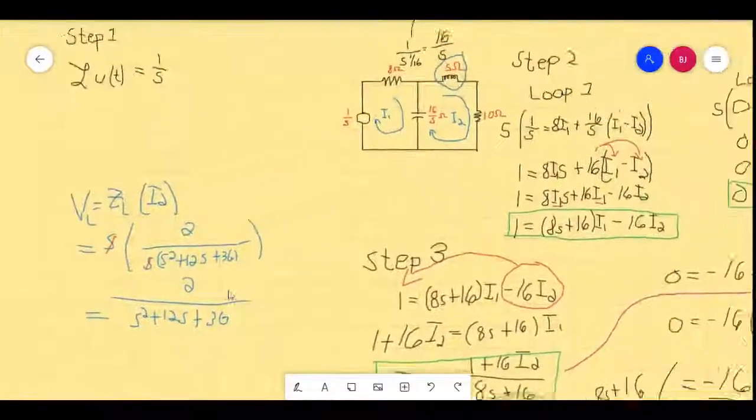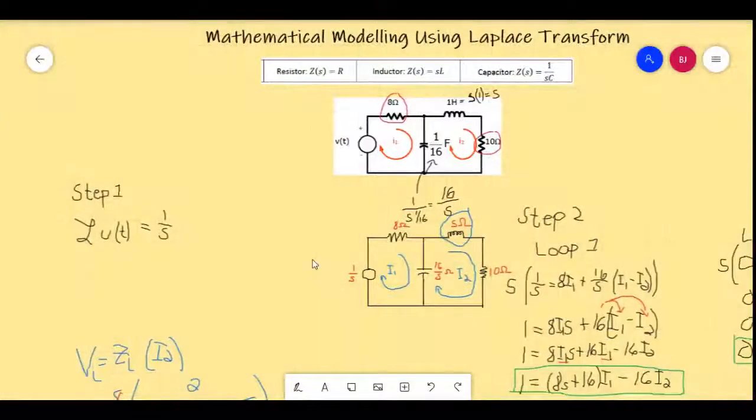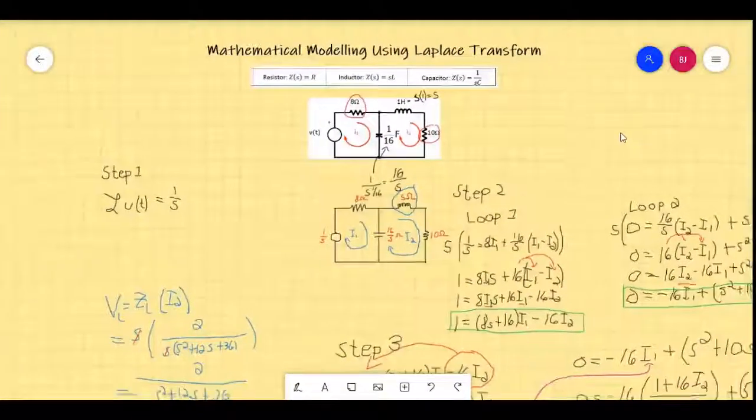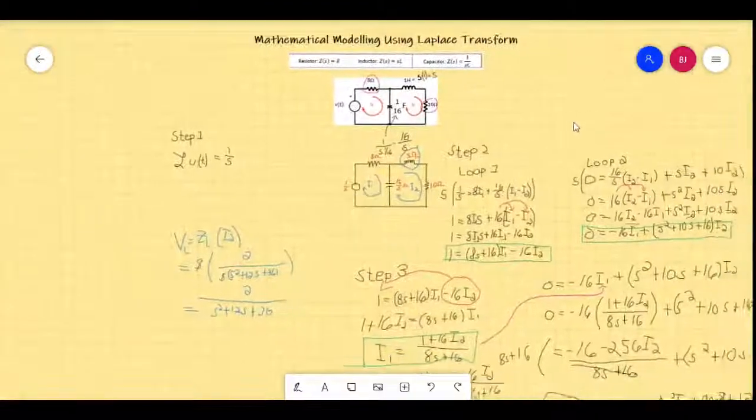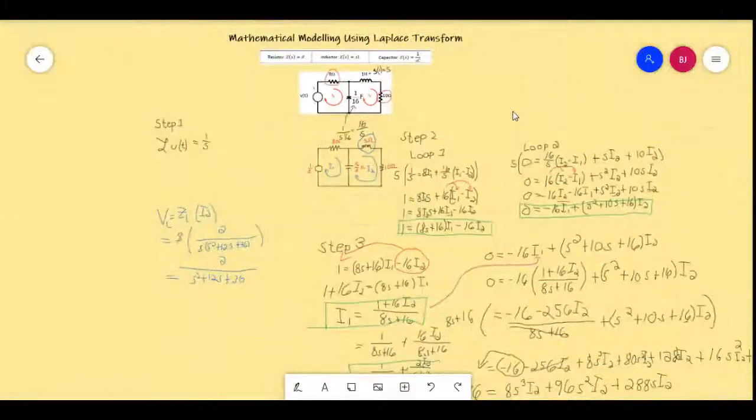So hopefully you were able to understand our series of steps involving the mathematical modeling using Laplace transform. Well, if you were able to go through with the differential equations, this would be a bit easier, as we won't be doing derivatives or integrals, but instead we'll just be relying on algebra.